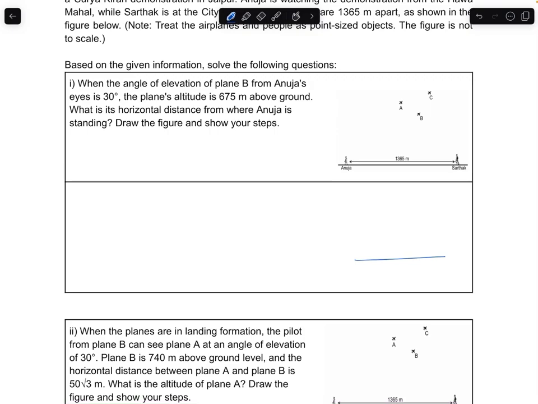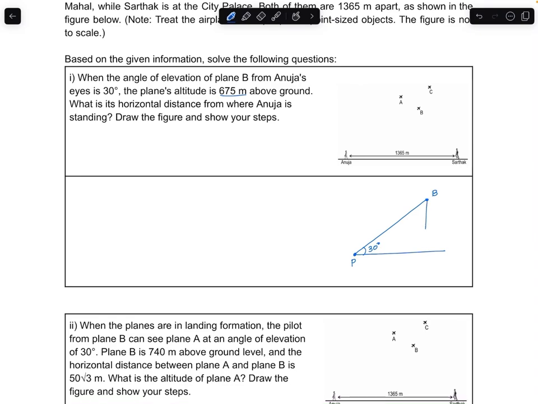Let this be the ground level and Anuja is standing at a point P. She is watching the plane B. The angle of elevation of plane B from Anuja's eyes is 30°, and the plane's altitude is 675 meters. That is, the height of the plane from the ground is 675 meters. What is the horizontal distance from where Anuja is standing? Okay, so we have to figure out this distance PQ.